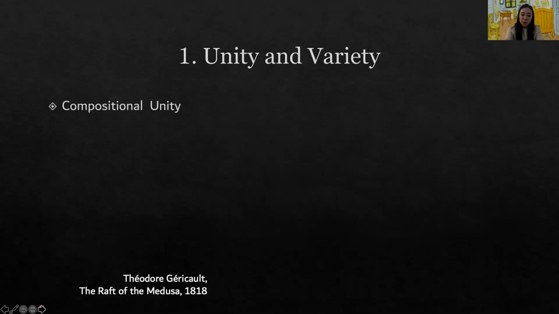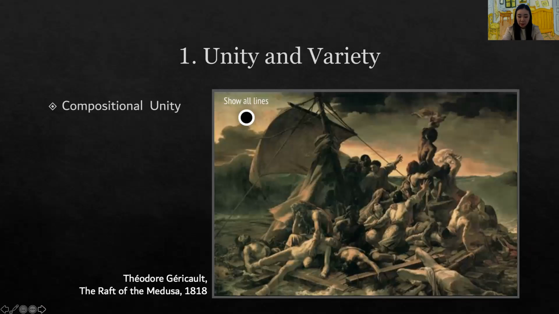Artists use the elements of art to create compositional unity. This painting's chaotic scene of shipwrecked men on a raft on the turbulent sea is unified by its strong composition. Let me ask you now, quiz. Which lines can you see in this painting? We learned about lines in the last chapter.